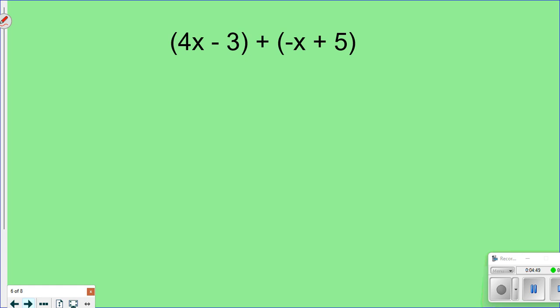Okay, this is the next one. I wanted to make sure that we include some negatives in here, so make sure you look at this one kind of close. So 4x, and I'm going to make this a 1x again. So this is 4x plus -1. That would be a 3x.